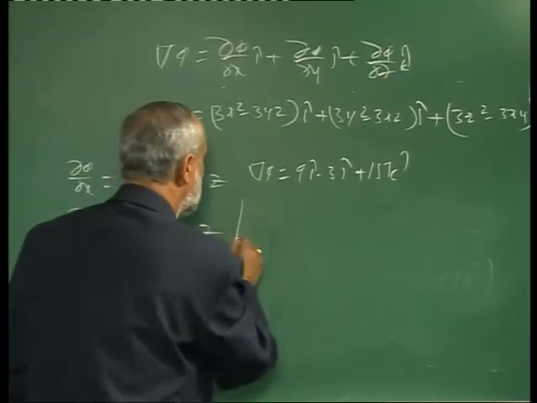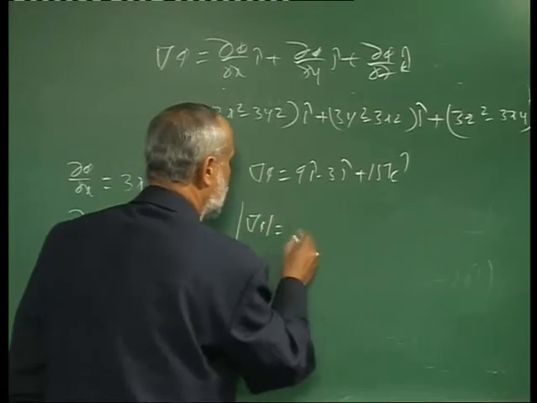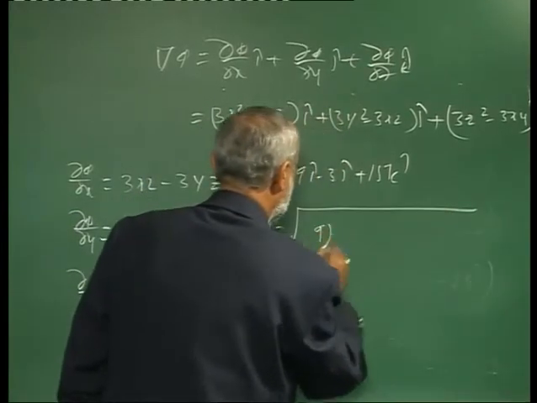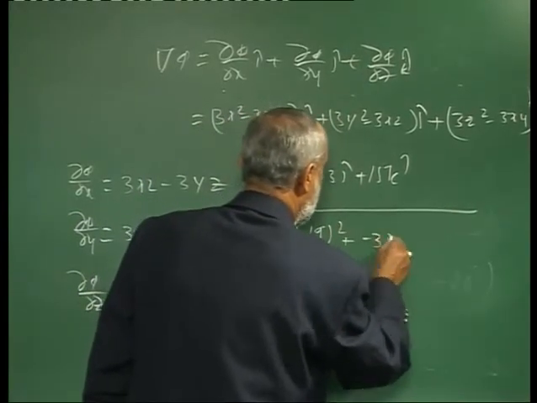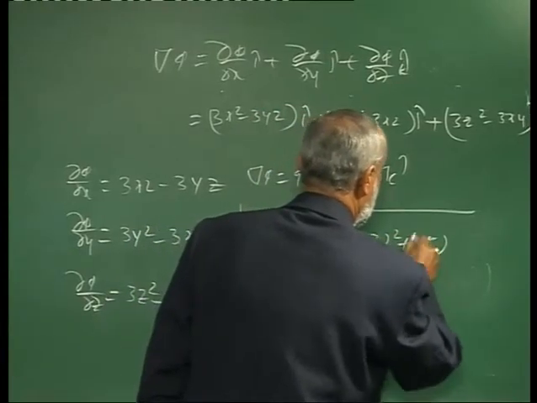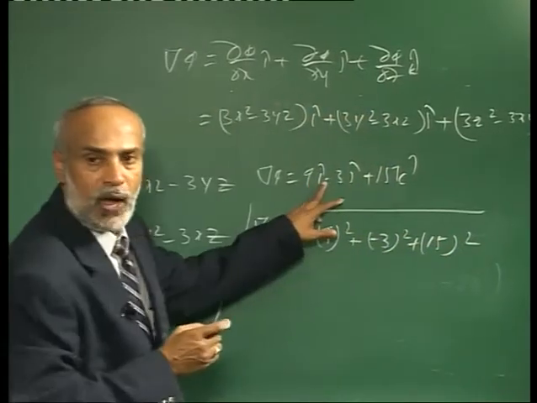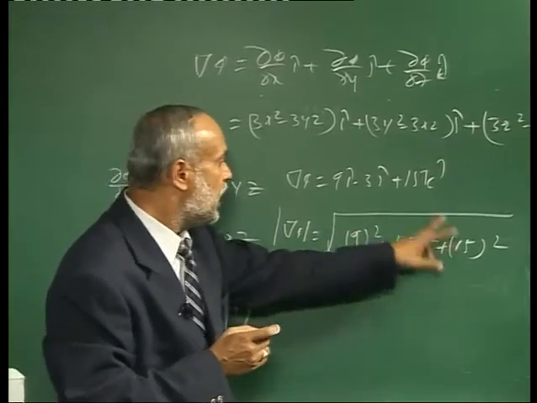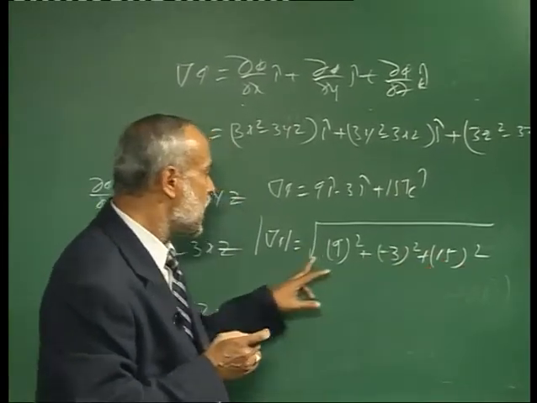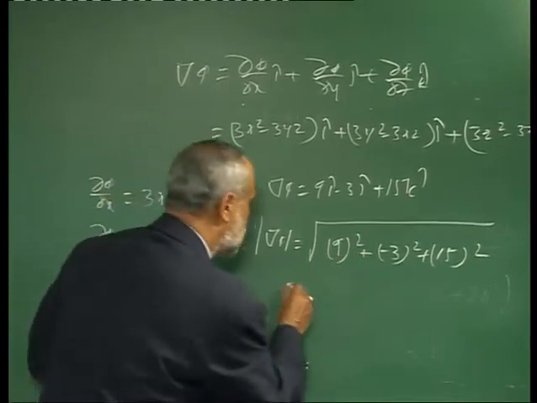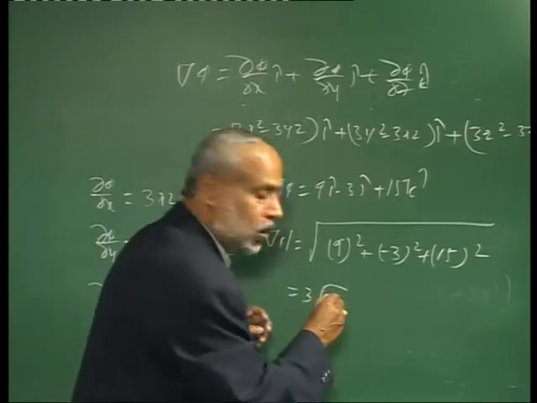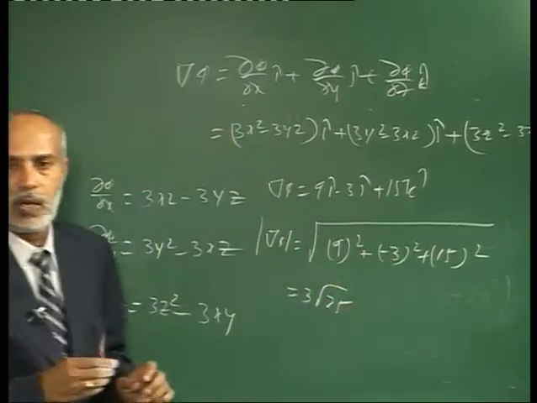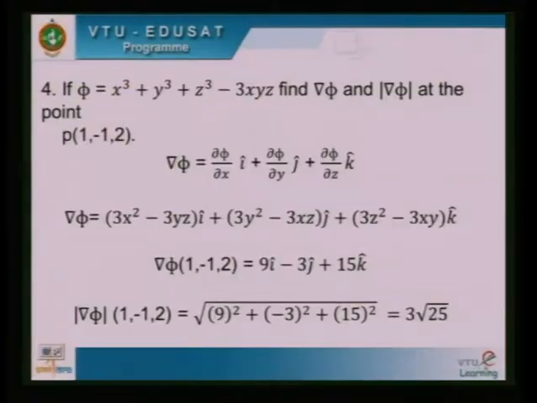If you want to find the modulus of gradient of phi, you can write square root of 9 whole squared plus minus 3 whole squared plus 15 whole squared. You take the coefficient of i, which is 9, 9 whole squared; j coefficient is minus 3 whole squared; and k coefficient is 15 whole squared. Then square root of this, you get 3 into root 25. This is the required result.